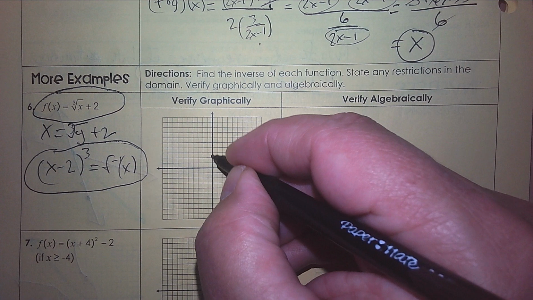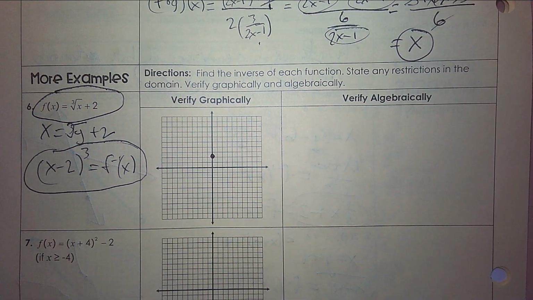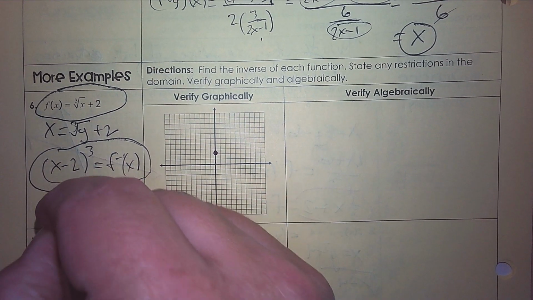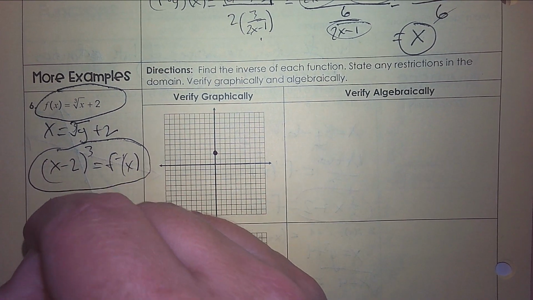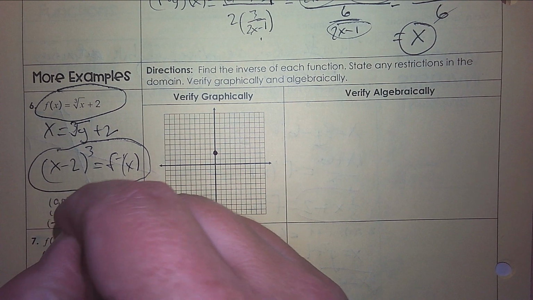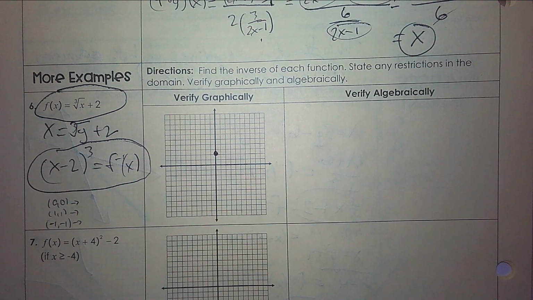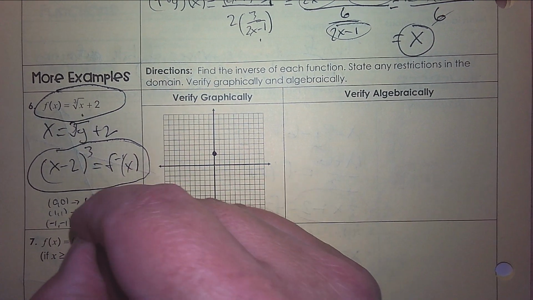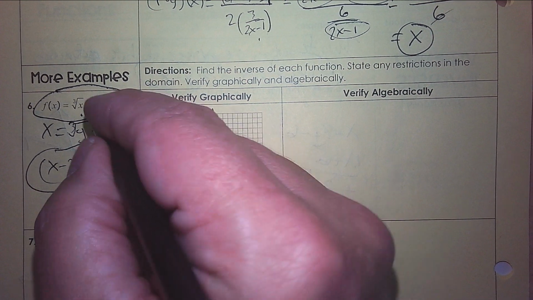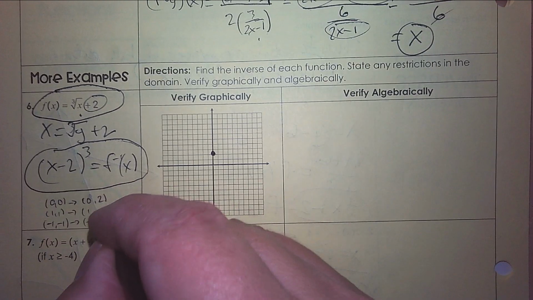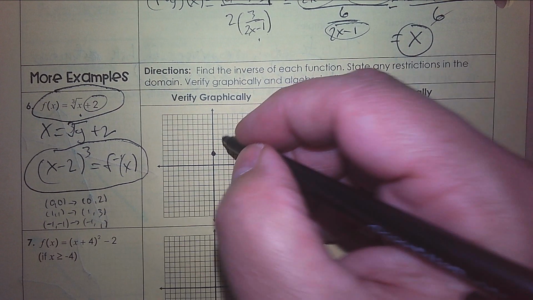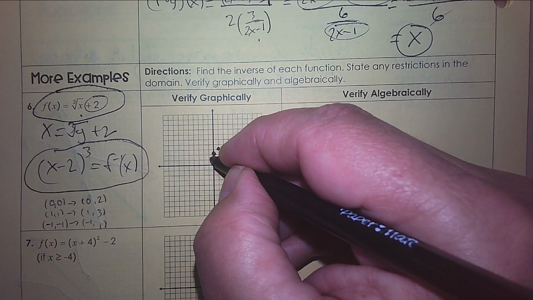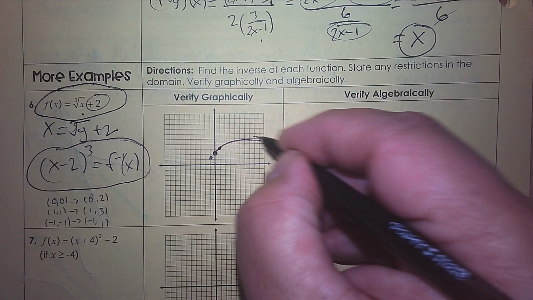So I'm going to start at 0, 2. I'm going to transform 0, 0, 1, 1, and negative 1, negative 1. So for the cube root, the x's stay the same, and for the y, I'm going to add 2. So 0, 2, 1, 3, and the other one is negative 1 and 1. And for a cube root, do you know what the picture is going to look like?